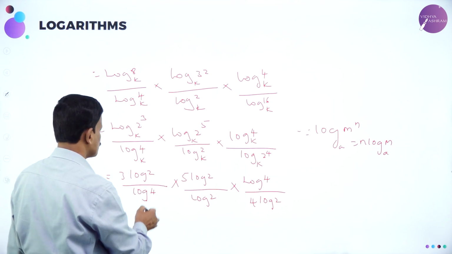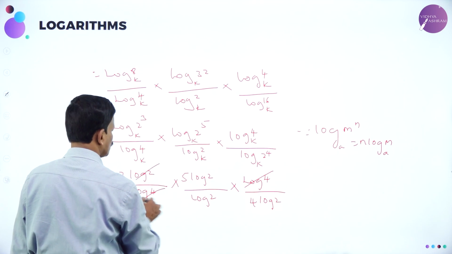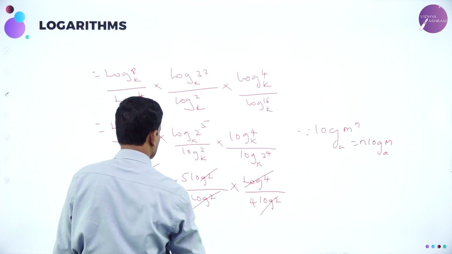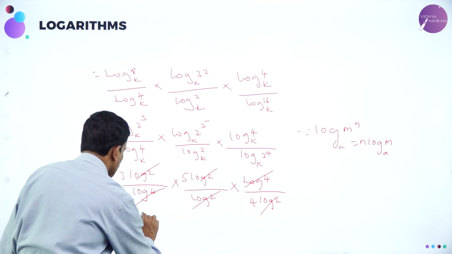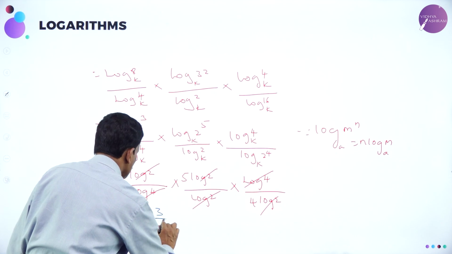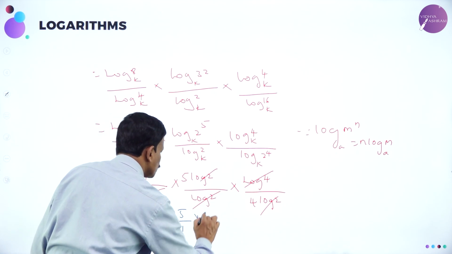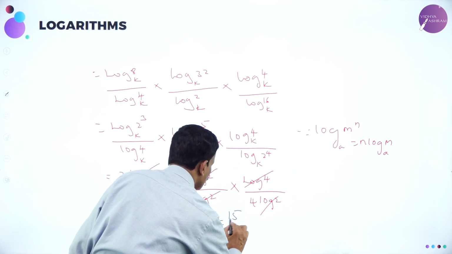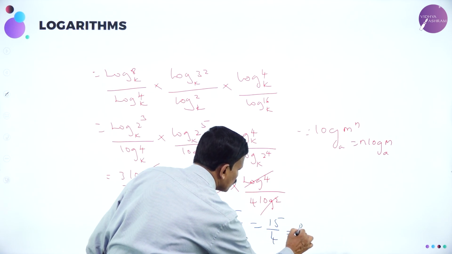Now cancel the terms. See, log 4 gets cancelled. Again here one log 2 gets cancelled. Again this logarithm of 2 and logarithm of 2 get cancelled. After cancelling the terms, write down what are the terms left here. It is 3 by 1 into 5 by 1 into 1 by 4. So 5 3s are 15, 15 divided by 4. So 15 by 4, which is the required RHS.